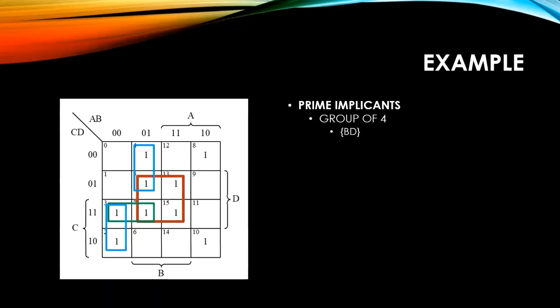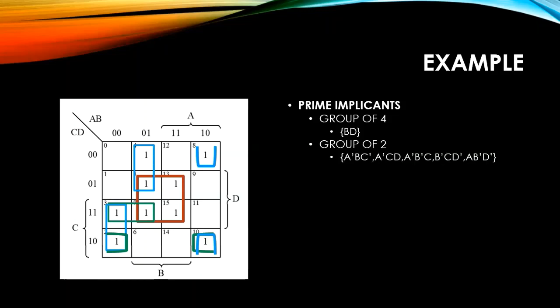Okay, another group of 2. Don't forget the left and right are connected, so they could be grouped, and upper and lower could be a group of 2. Do we have any min term which is not yet grouped? None. So therefore, we already have all the groupings, all the prime implicants. So we have at least 1, 2, 3, 4, 5 groups of 2.